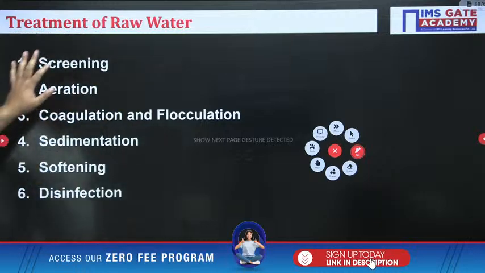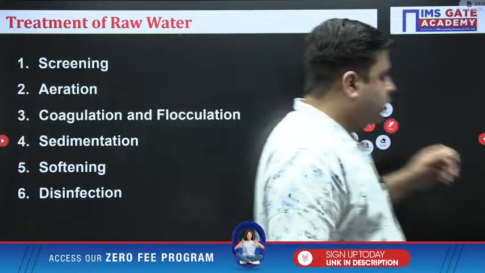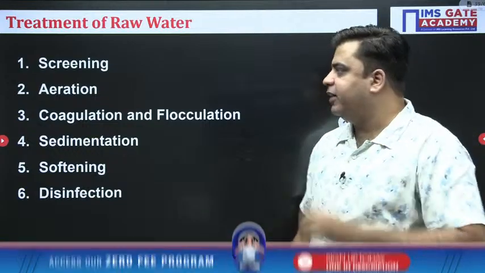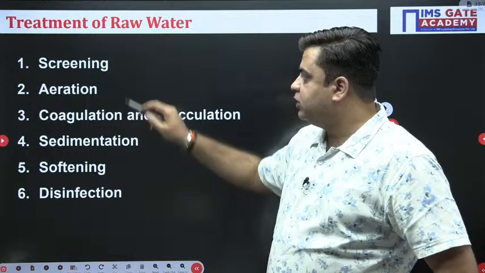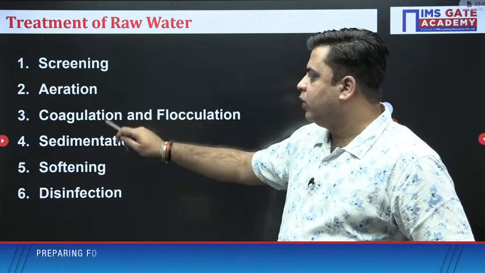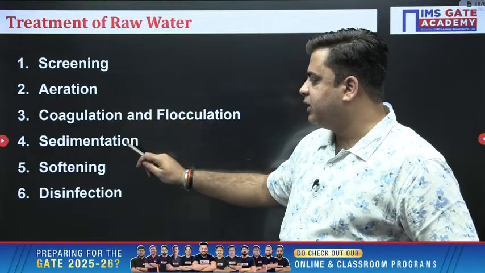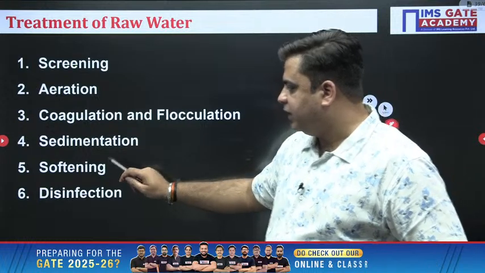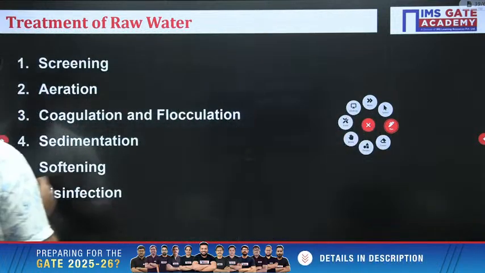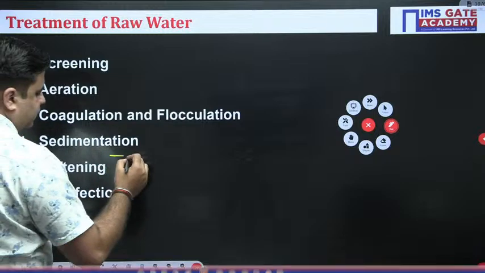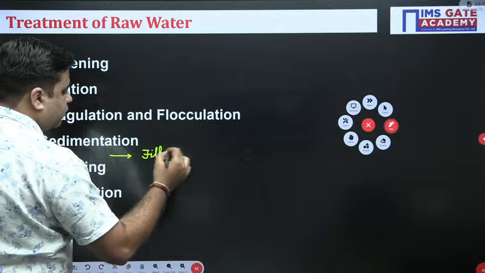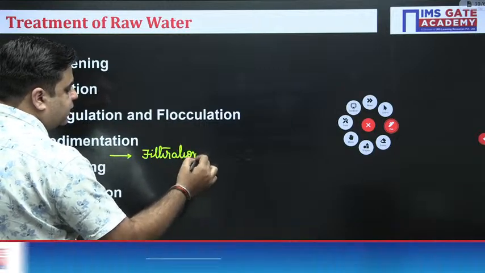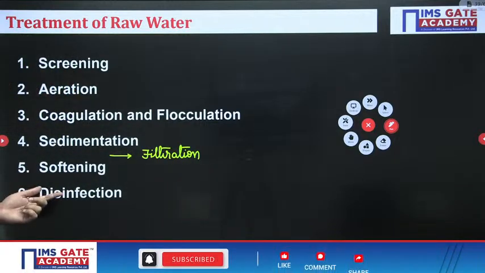Okay, now next is the treatment of raw water. The treatment of raw water is carried out using screening, aeration, coagulation, flocculation, then sedimentation, then you have filtration here. So there is one more term here, filtration, and then you have softening and disinfection.